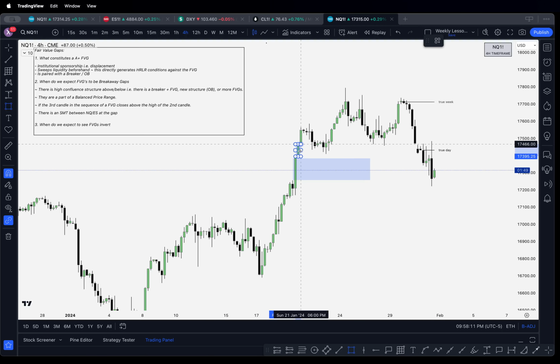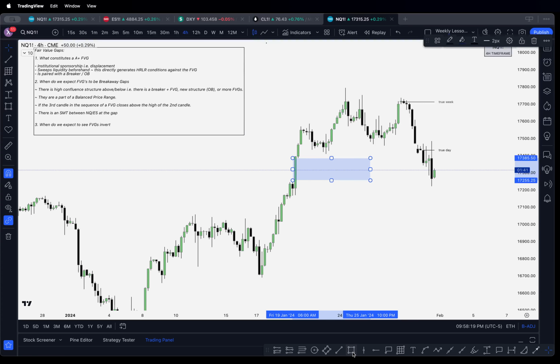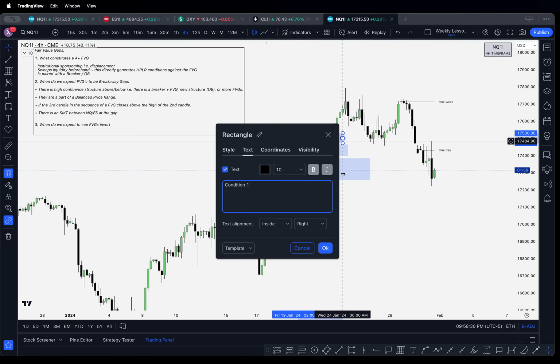forms another fair value gap. So there is higher confluence structure above. There's a new FVG. So let's write that down right in here. We'll put it again. And actually, there's two fair value gaps, right? Yep. Okay, so we'll put this as condition 1.